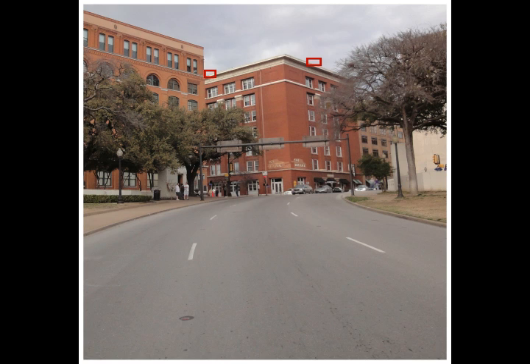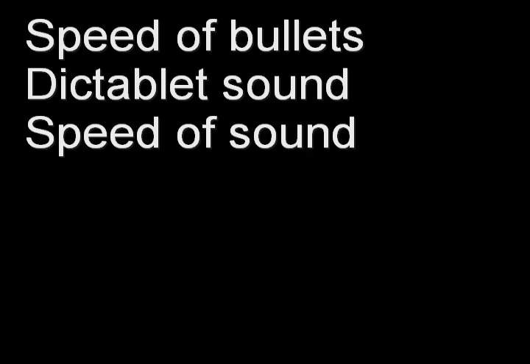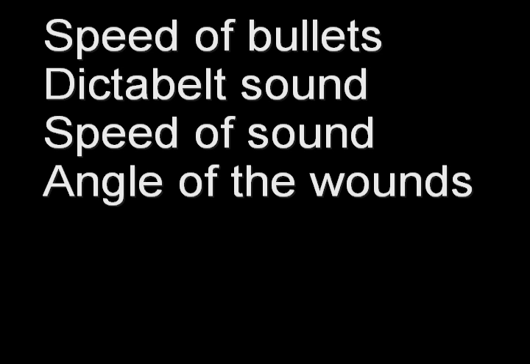In this segment, I use an alternative method to show my placement of the assassins is correct. And by doing so, I bring all the elements together to show you that every aspect, the speed of the bullets, the dictabelt sounds, the speed of sound, the angle of the wounds, and the film record are all mathematically linked. In this segment, for the speed of sound and the bullets, I use the information found in Dr. D.B. Thomas's work, Hear No Evil, published in 2001.